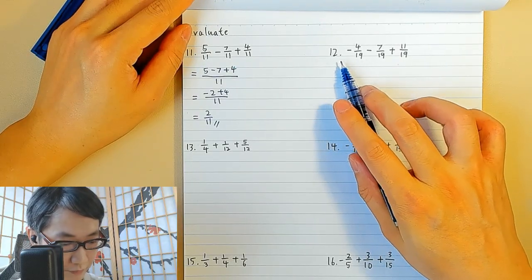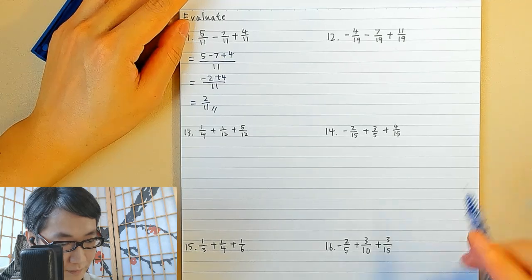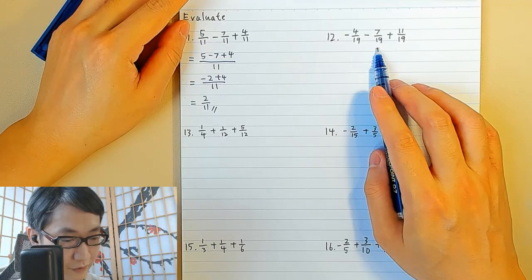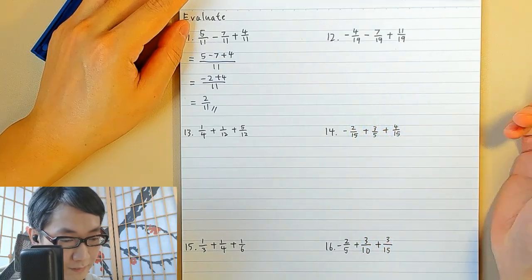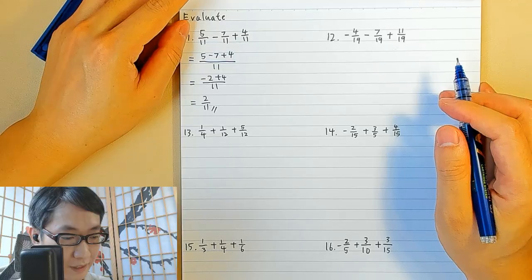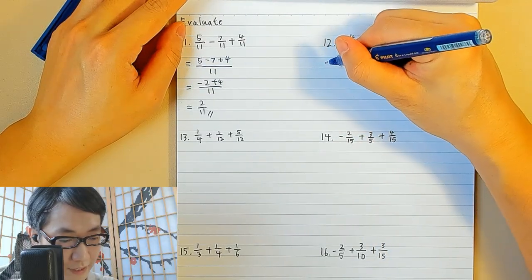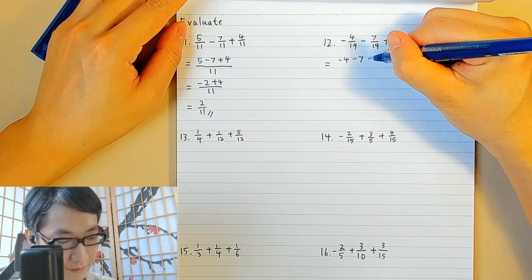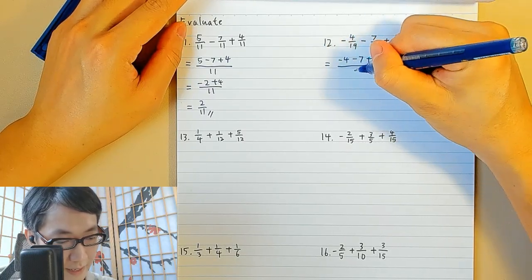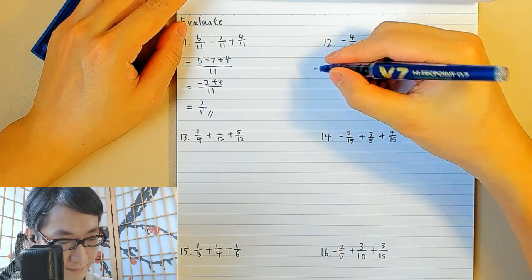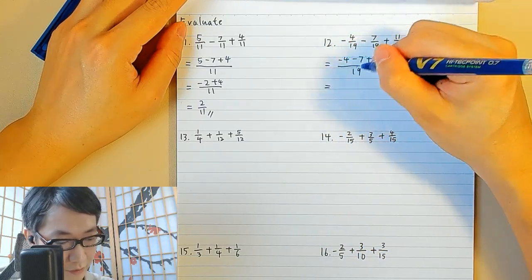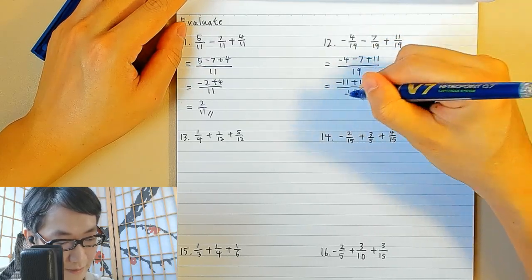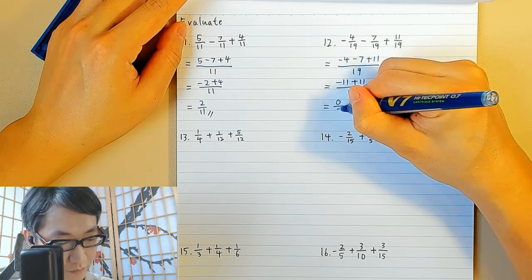And number 12. Negative 4 over 19, negative 7 over 19, and positive 11 over 19. Again, they are on the same pizza. So we have negative 4, negative 7, positive 11, over 19. So these two are negative 11, plus positive 11, over 19. That will be 0 over 19.